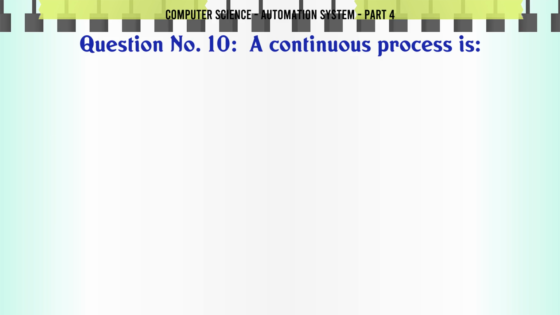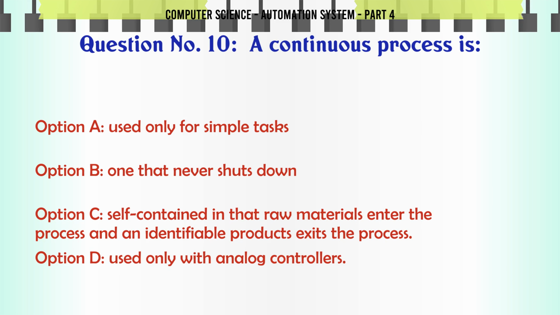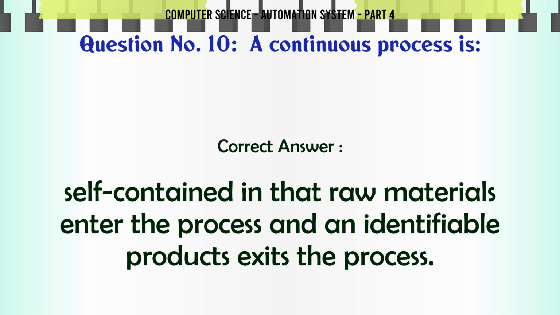A continuous process is A. Used only for simple tasks. B. One that never shuts down. C. Self-contained in that raw materials enter the process and an identifiable product exits the process. D. Used only with analog controllers. The correct answer is self-contained in that raw materials enter the process and an identifiable product exits the process.